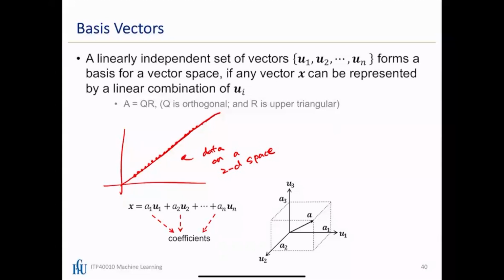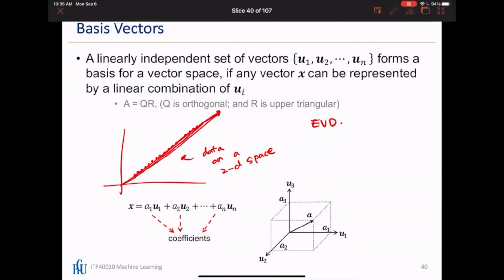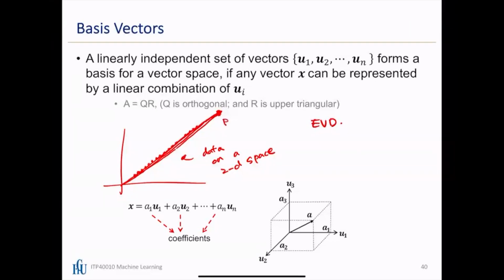But if you take the eigenvalue decomposition, then you can find a vector that goes through the data, and this is going to be your principal component. Since every data point is on the principal component, you don't need to use the original coordinate system. You only need a scalar value on the principal component.